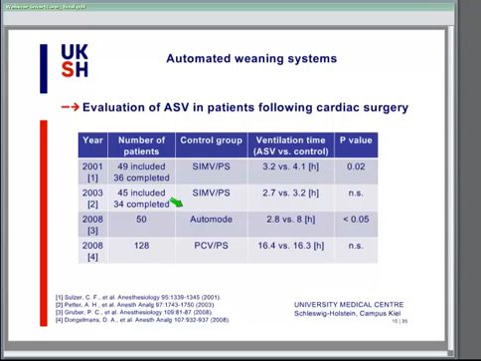And we have in 2 studies a significant reduction of the ventilation time when ASV was compared with the control group. But when you look at the numbers, these are very, very short weaning times. So I think these patients will not seriously profit from an automated weaning system, because these are just patients that were only extubated, and I think you do not really need an automated system in these short-term ventilated patients.